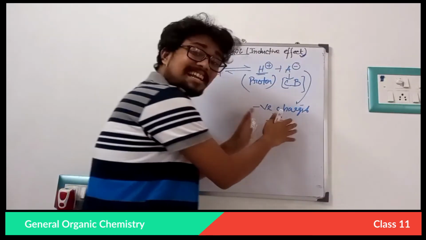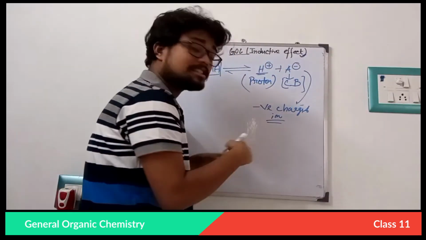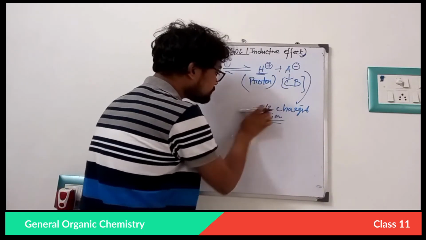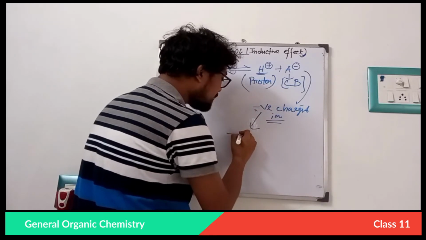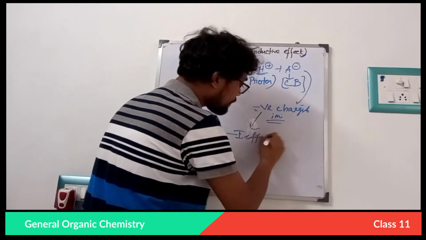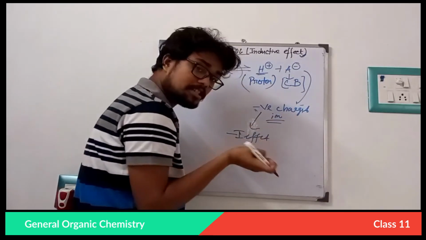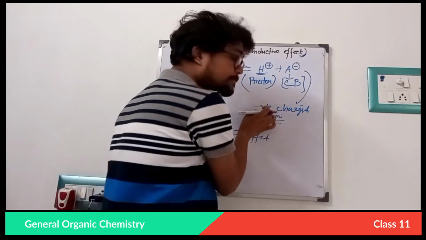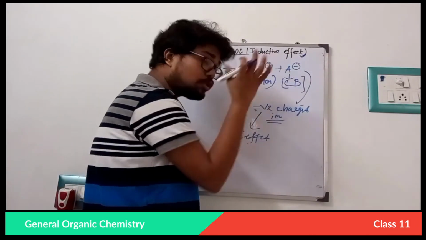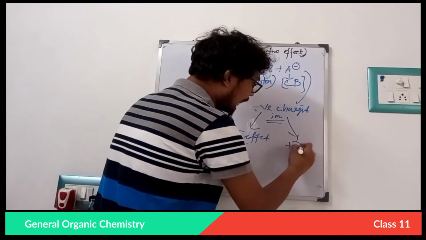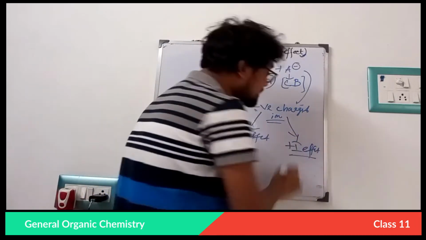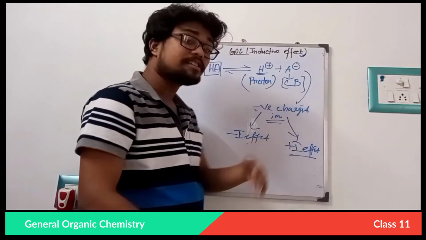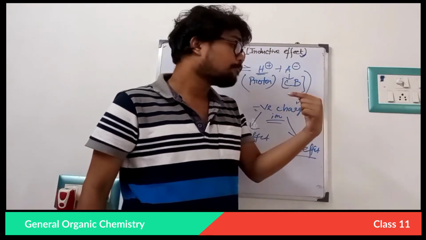So if there is a negative charge, then this negative charge is stabilized by minus I effect, because minus I effect attracts the electron density from this negatively charged species. So the negatively charged species tries to go toward neutral. But if we give a plus I effect group, that means an electron donating group, this negative charge will become more negative, so it will be less stable.